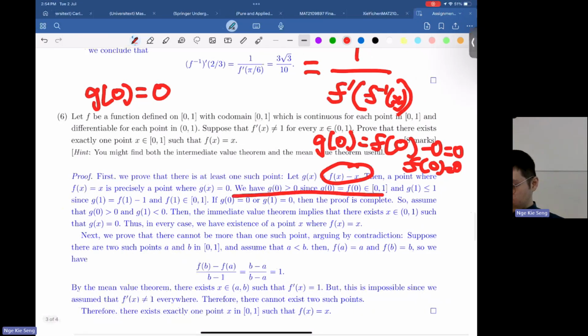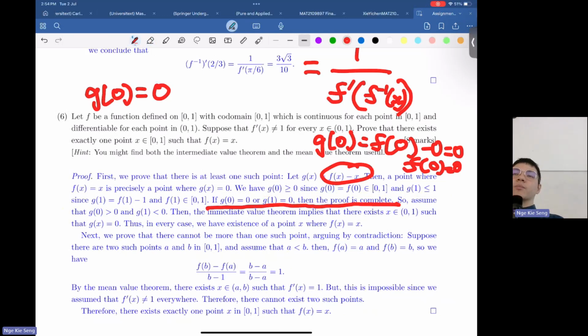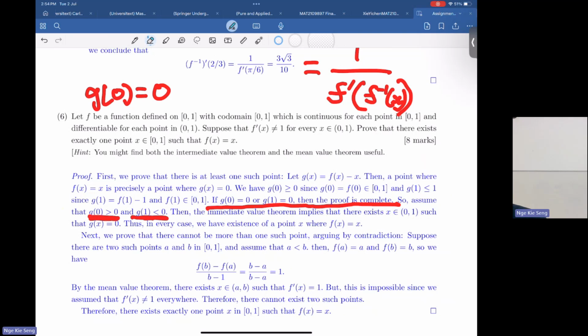Yeah, so it's this line here. If g(0) equals 0 or g(1) equals 0, then you are done. So suppose you don't have these two cases. We need g strictly greater than 0 and strictly less than 1. Sorry, strictly greater than 0, strictly less than 1. In this case, did I make some mistake here? I think I made a mistake here. This one needs to change.